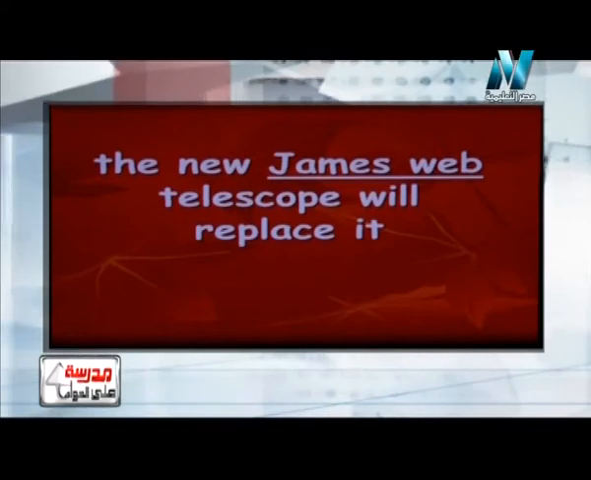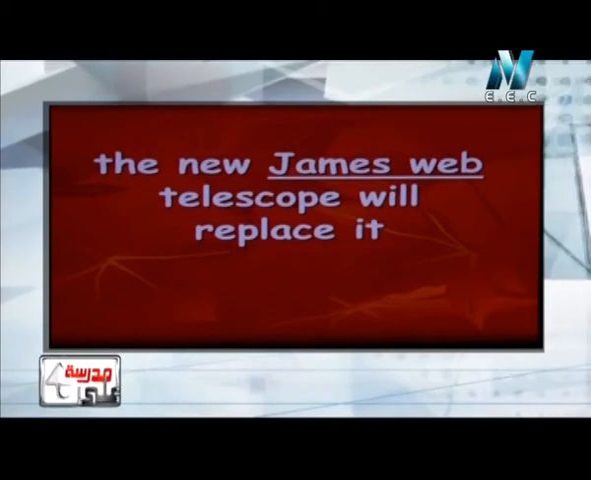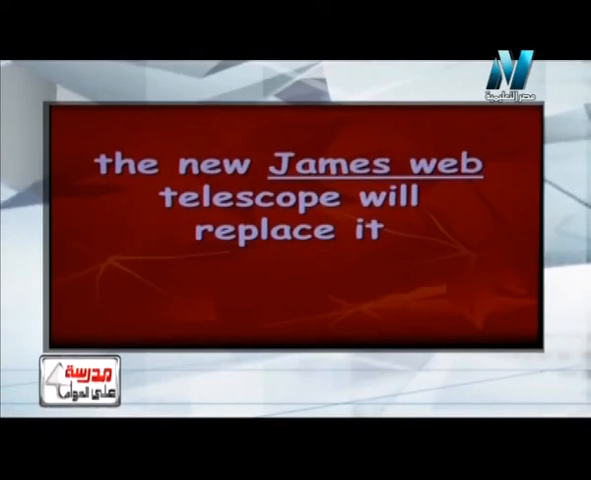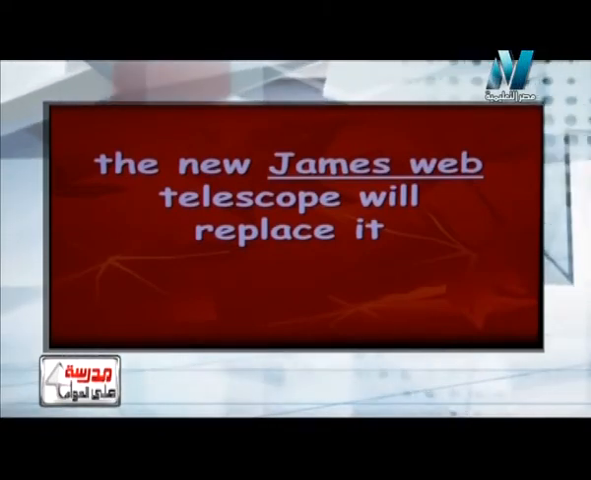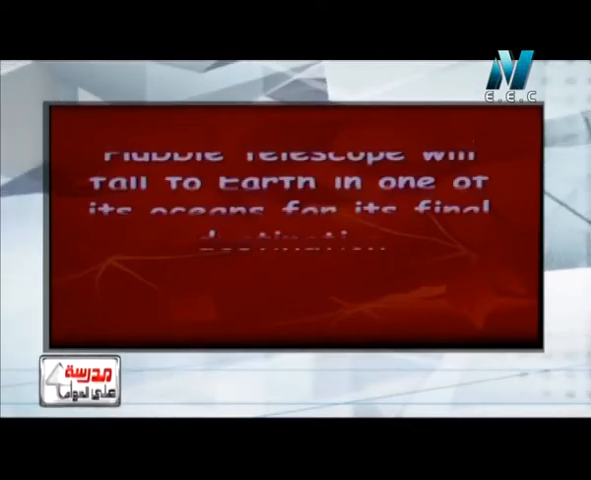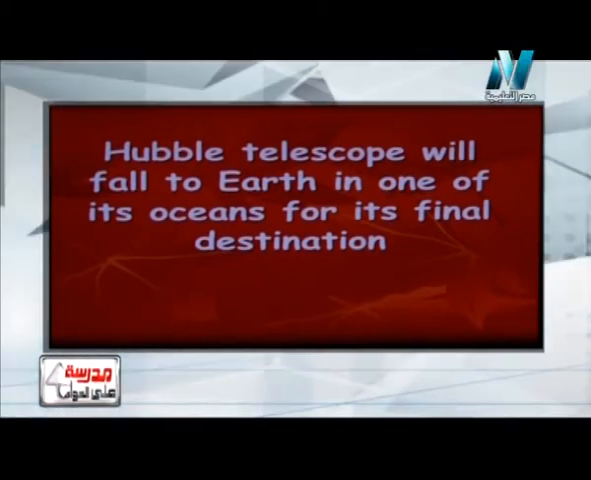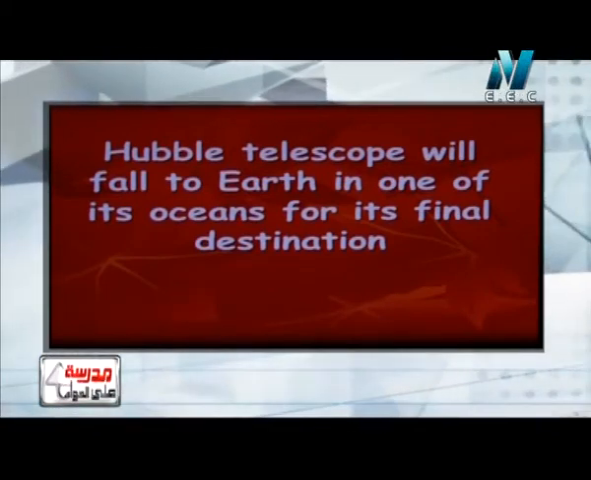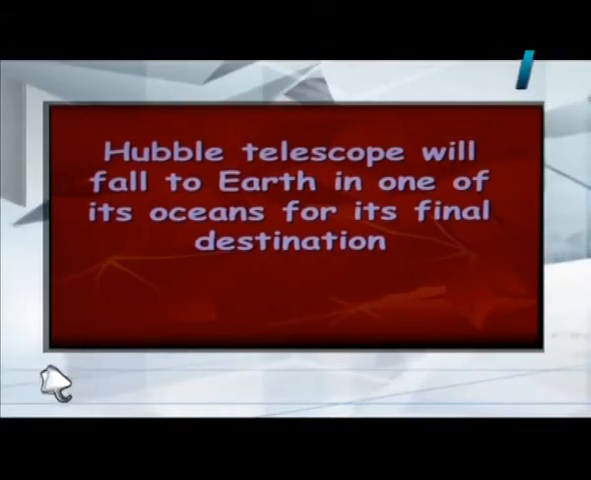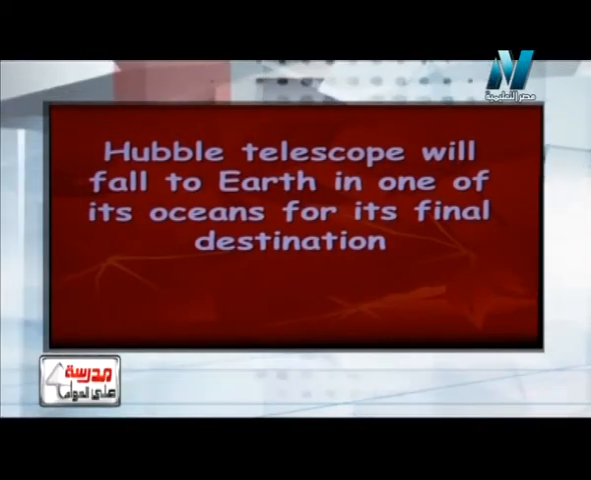Again, the new James Webb telescope will replace it for another hard working and having photos and pictures of what happened in the space for every celestial body in the space such as stars, moons, planets, and all the astronomical phenomena. Okay, so the Hubble telescope has already fallen to the earth, to one of its oceans, for its final destination. هو سقط فعلا في المحيط الأطلنطي من تقريبا 3 سنين and will be replaced by another telescope which is the James Webb.